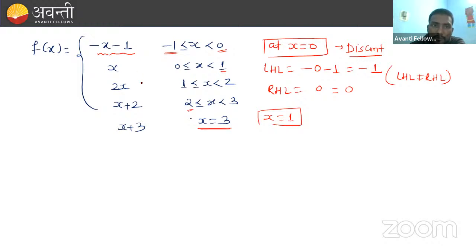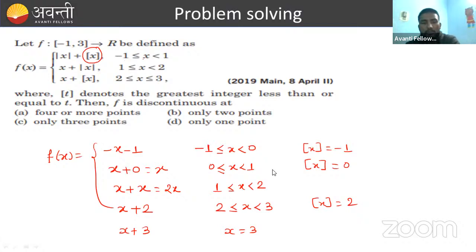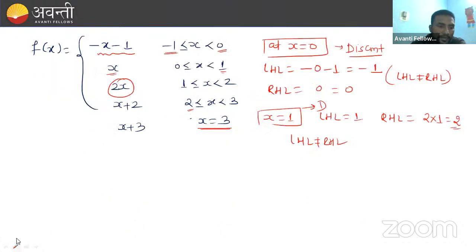Now you have to check at x = 1. At x = 1, what is LHL? It is x, so 1 minus h, and h tending to 0, so it is 1. And if you have to find RHL, it is 2x now, so this is 2 into 1, so it is 2 only. So again, LHL is not equal to RHL. So again, it is discontinuous.